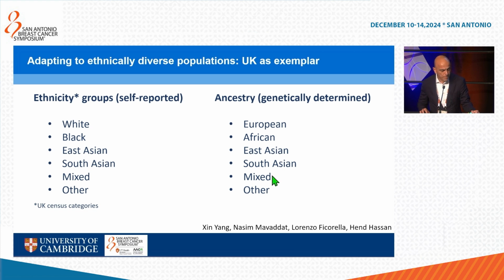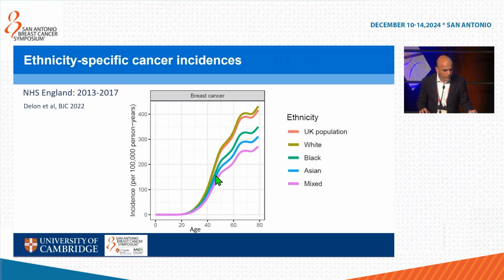This was our starting point. We use two concepts here: ethnicity, which is self-reported and is more of a social construct, in order to model the lifestyle and hormonal risk factors in the models, and also genetically determined ancestry to model the genetic components of the models. But the two are highly correlated. Looking at each of the components of the models, we used data from the cancer registries in the UK to obtain the age-specific cancer incidences. This is an example in the case of breast cancer, where you can see that the incidences are highest among whites, but the incidence of breast cancer is lower among Black or Asian women.